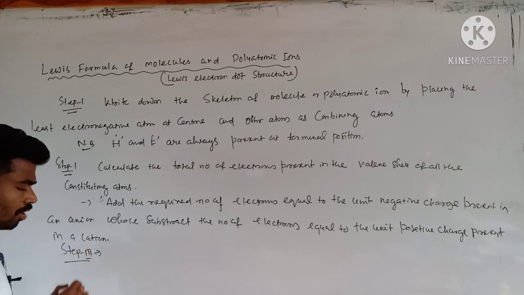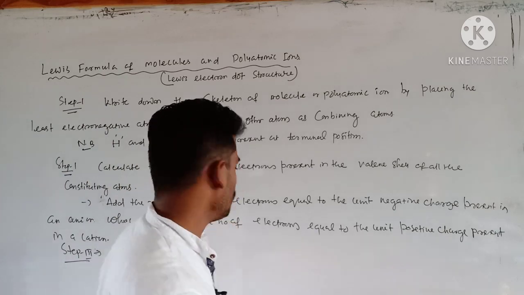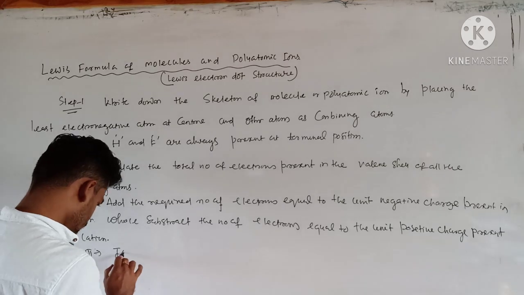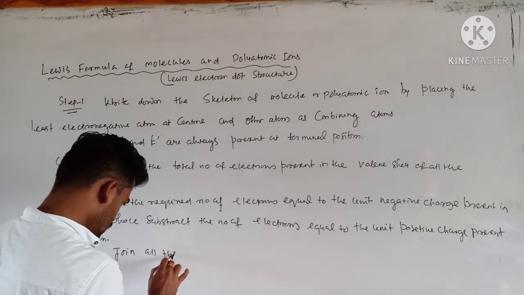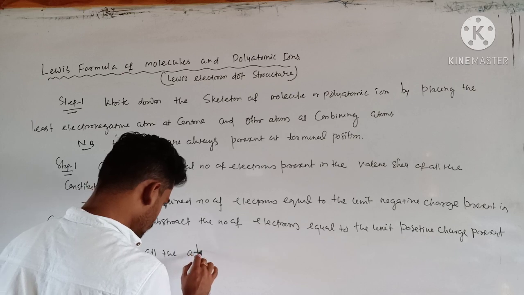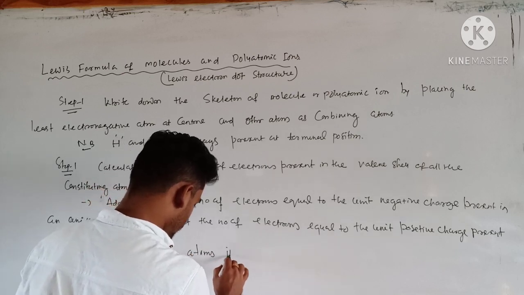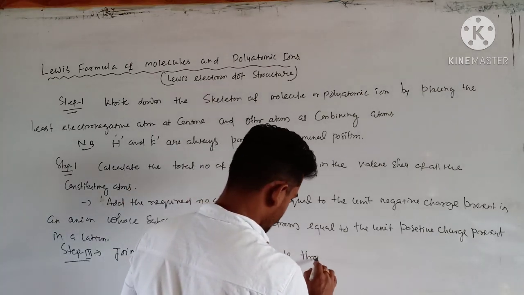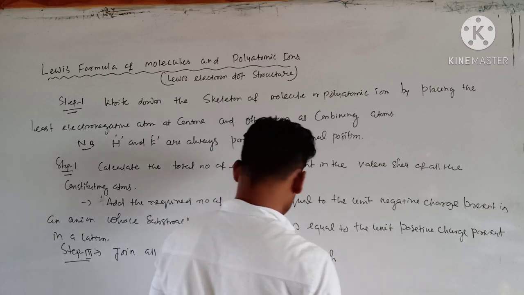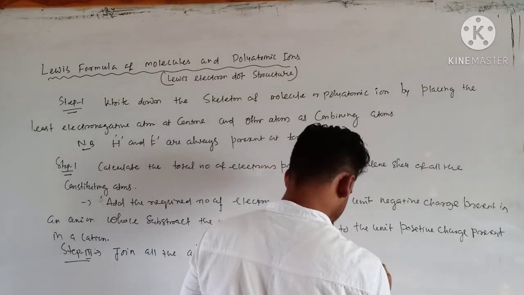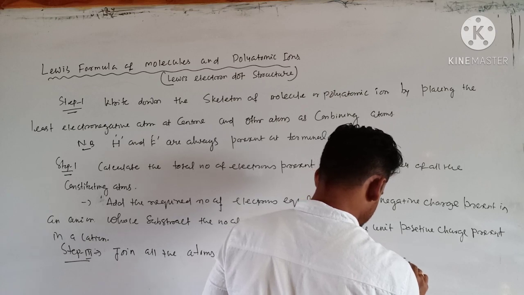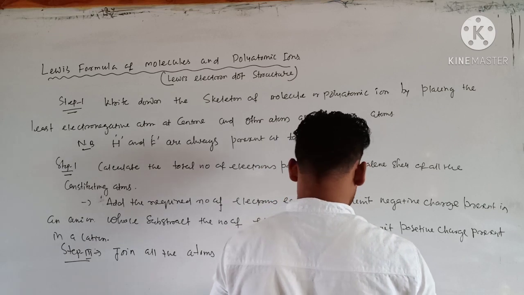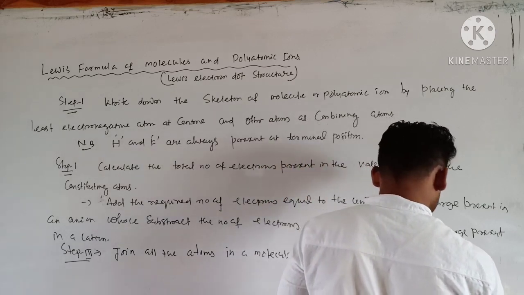We will discuss all these steps through examples. Okay, don't bother about that. So step 3 you can write: join all the atoms in a molecule through an electron pair. Join the atoms in a molecule through an electron pair in between them.